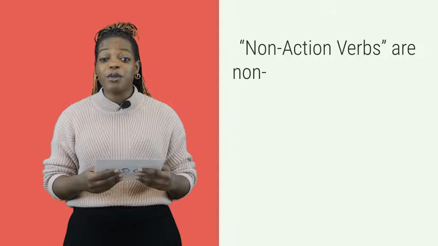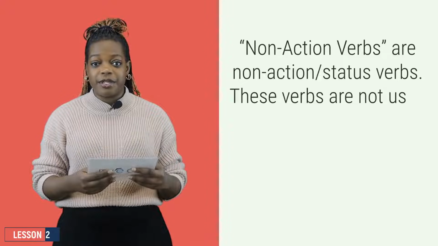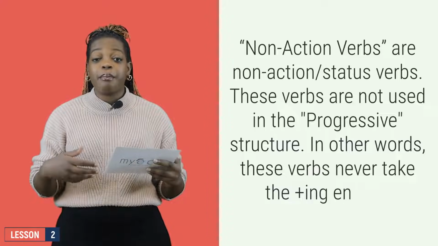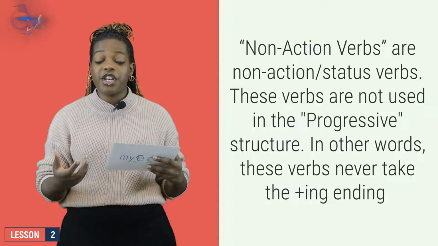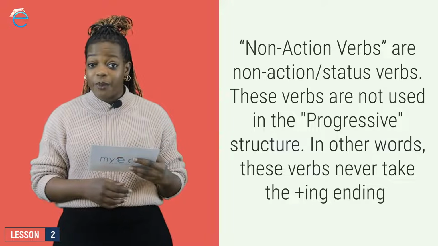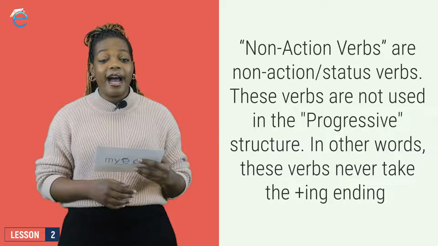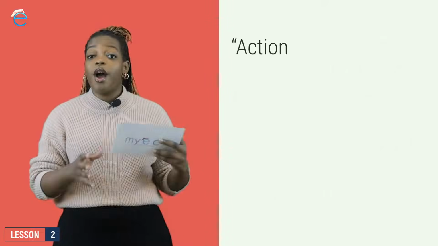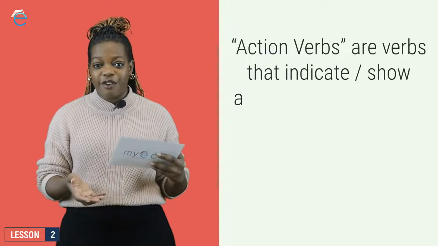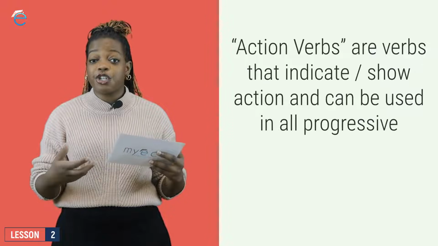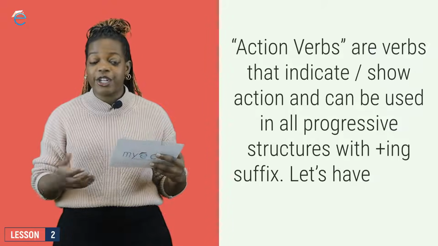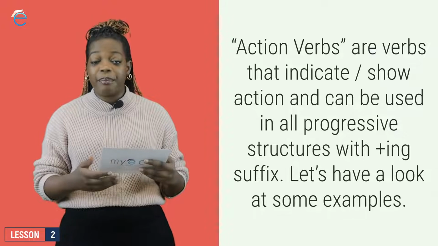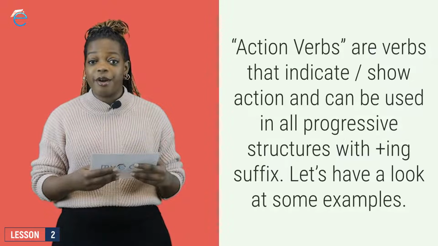Non-action verbs can also be called status verbs. Non-action verbs are verbs that do not get the progressive or continuous structure. In other words, they don't get the ing ending on their verbs. On the other hand, action verbs are verbs that show or indicate action, and they can have the ing ending, the progressive structure, on their verbs.